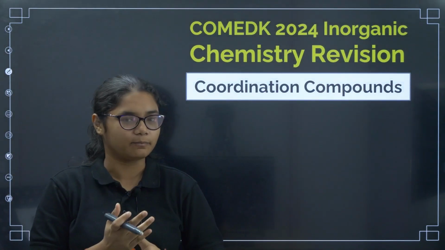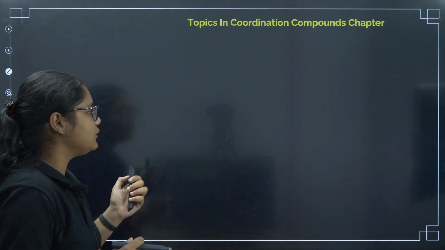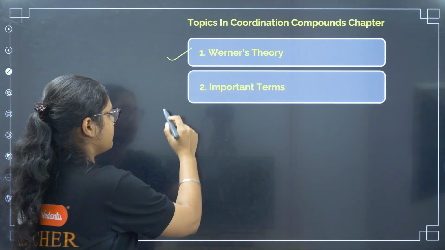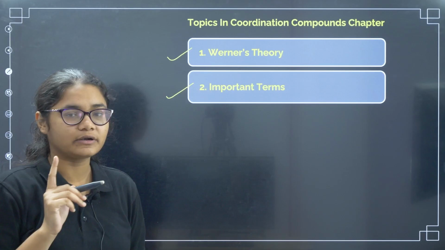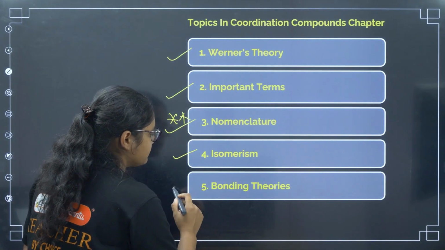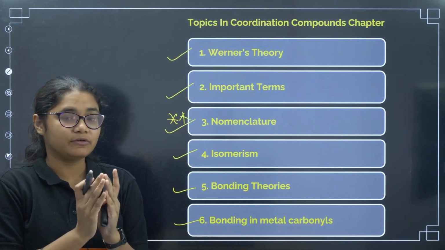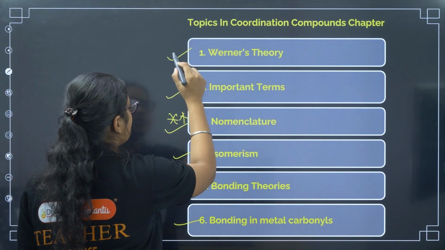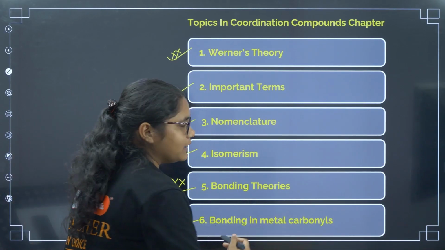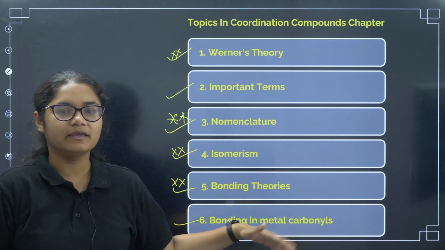It's a high weightage topic from your PU2, right? So you can easily expect 3 to 4 questions from this chapter. What are the important topics in this chapter? First is Werner's theory. Next is important terms; questions are asked from these important terms also. Next is nomenclature, very important. Then you have isomerism, then bonding theories, and the last is bonding in metal carbonyls. If I have to say which are the most important, you must mark Werner's theory, isomerism, nomenclature, and bonding in carbonyls. Questions on bonding in metal carbonyls are not usually asked, but we never know, a question may be asked. It is a very simple concept, so we can just revise it once.